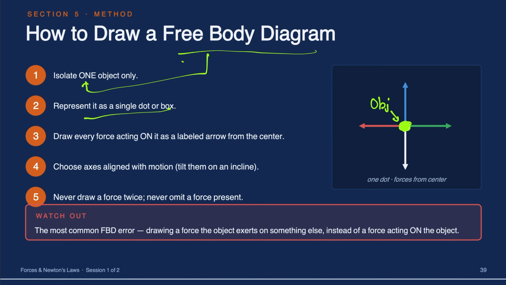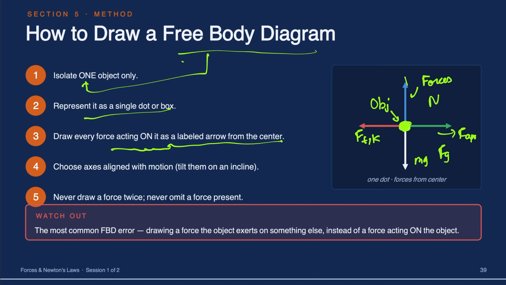Draw every force acting on the object, not outside forces that are not acting on the object, as a labeled arrow from the center. So forces are arrows here, and you label them appropriately. Like over here, this could be normal. This could be mg, or force of gravity. This could be force applied. This could be force of friction, kinetic. You label them so you know what forces you're talking about, what are the constituents of the net force acting on this object.